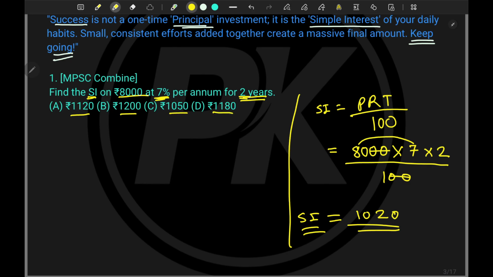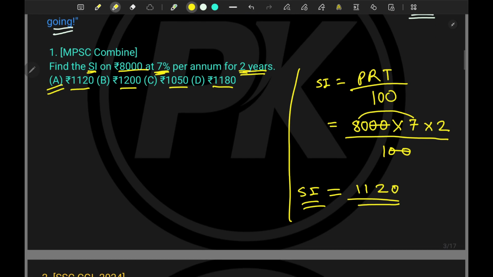Now which option is the correct option? We have 1120. Did we make a calculation mistake? Just check. It is 56 into 2. It is not 10, it is 11. No, 112. So it is 1120, and hence option A is correct. So this is what we did with respect to this formula. Now, what is our method? What is Preparation Katta's method? What is Rahul Sir's method?